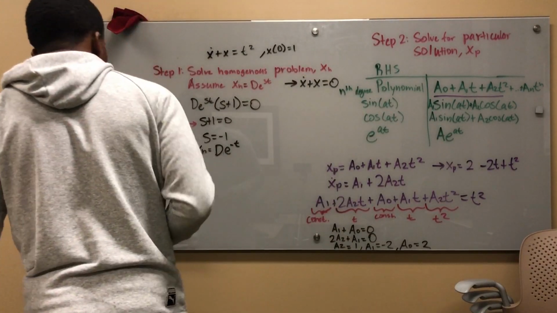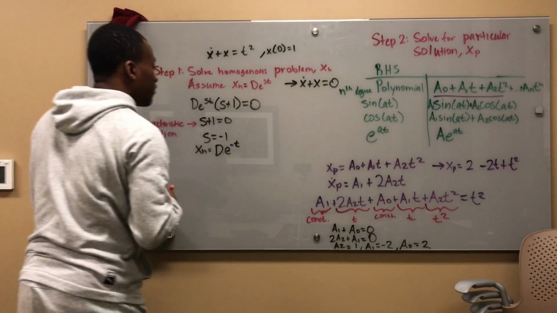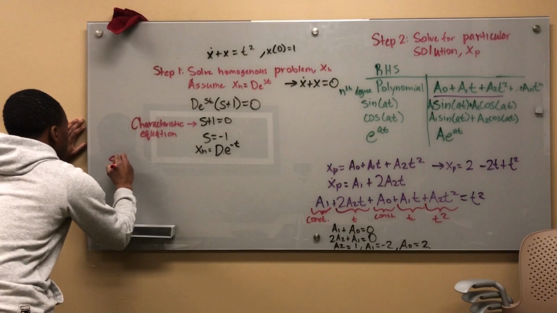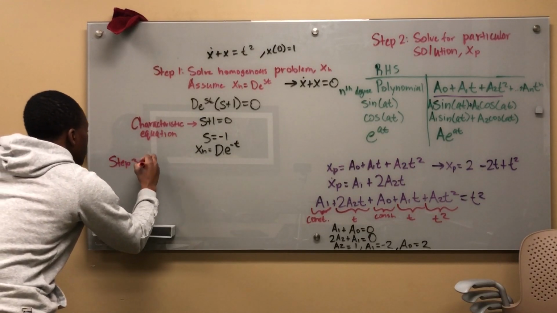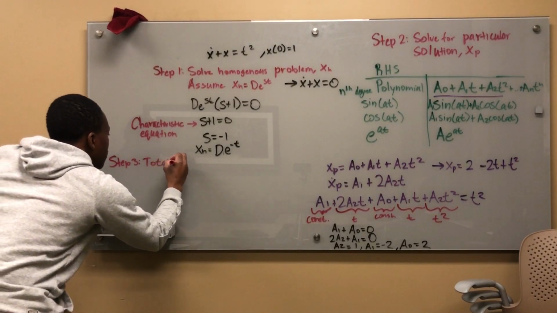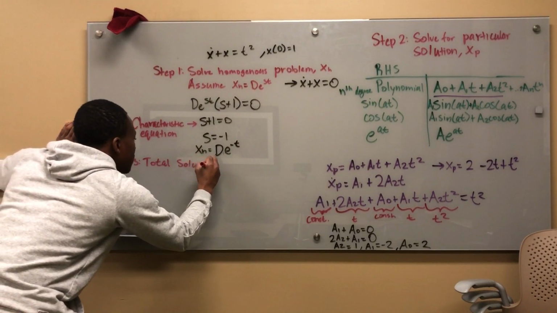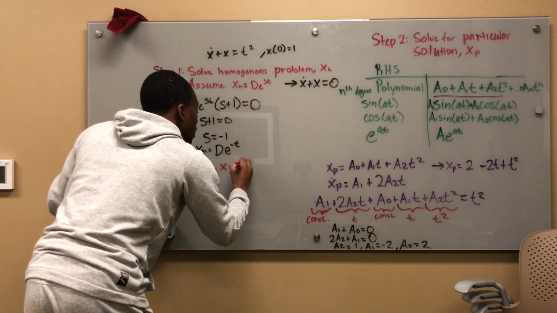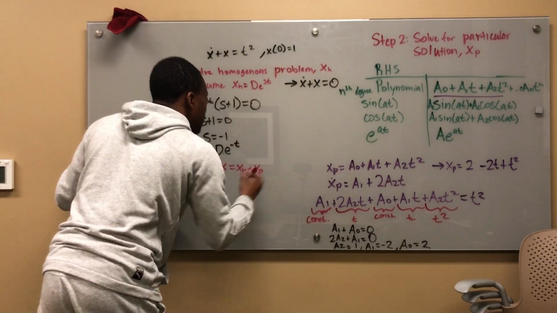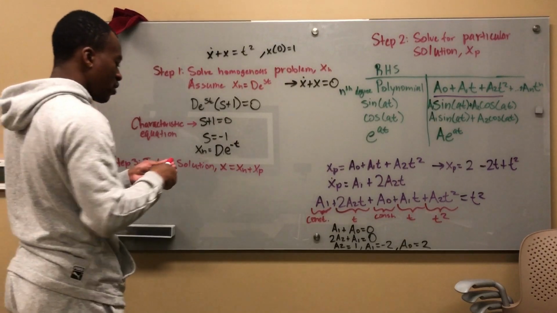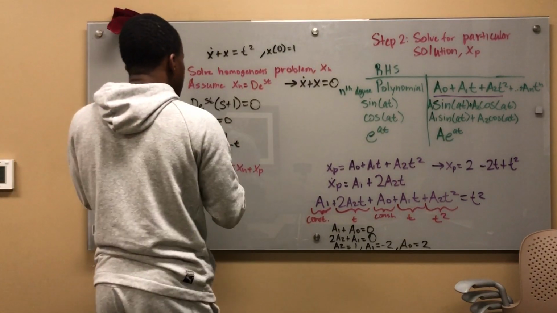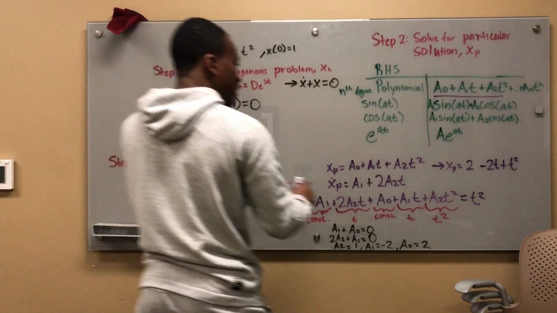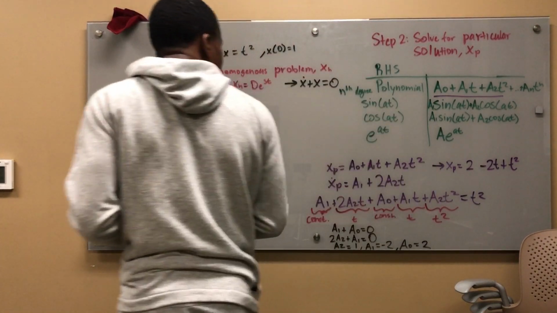So now we go to step 3. Step 3, probably should have done step 2 down here, but that's fine. Step 3, we get our total solution. And this can be found by saying that x is equal to xh plus xp. This is the total x that we're looking for, right? So I just add this x that I found, this x to this. So you literally just add it.